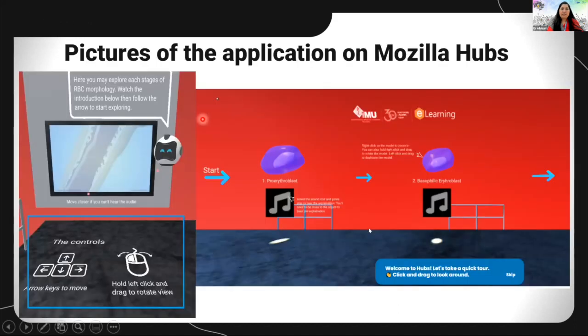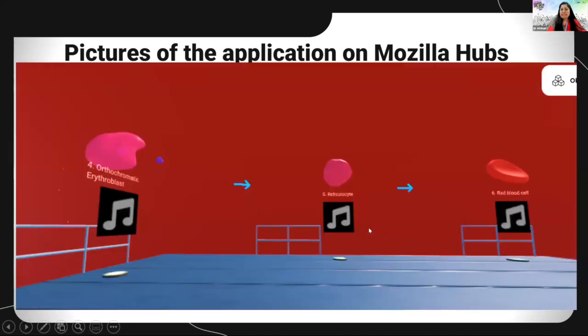This is the interface of this application on Mozilla Hub. When students enter, they can see the controls and know how to roam around and navigate this application. Before that, they can have an overall view of the production of red blood cells before they move to the individual stages of differentiation, where they can see the different stages with audio, and text is also available. That can enhance their learning.